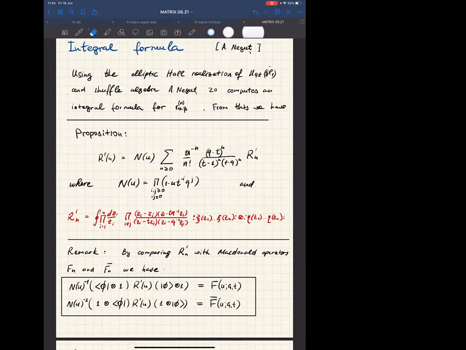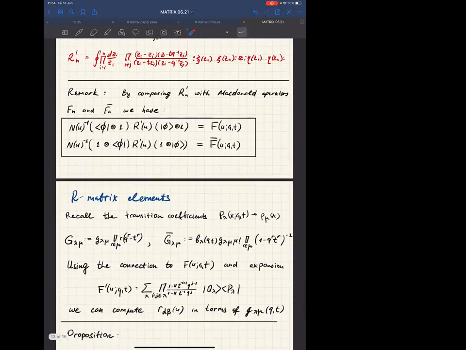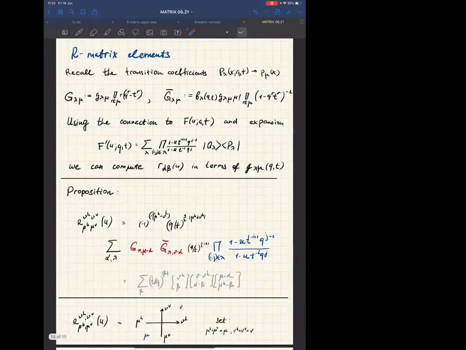So now I can expand these operators in the Macdonald basis, and then further expand this Macdonald basis in the Heisenberg basis. And that gives me a way of calculating explicitly matrix elements of R. So I need to recall the transition coefficients, Macdonald to power sums. And then I'm going to introduce modified coefficients, G, which just have some extra gauge factors, and G bar. They have also other gauge factors, and the B coefficient from the Macdonald theory.